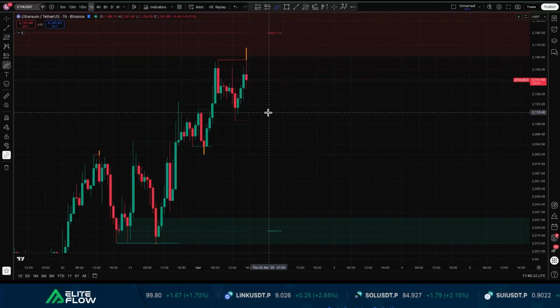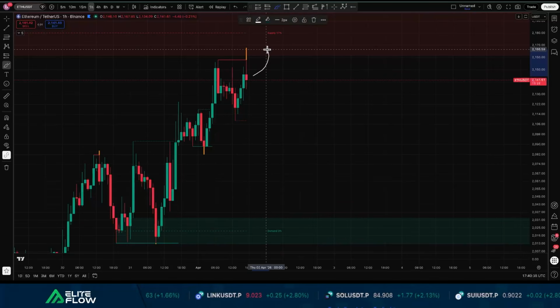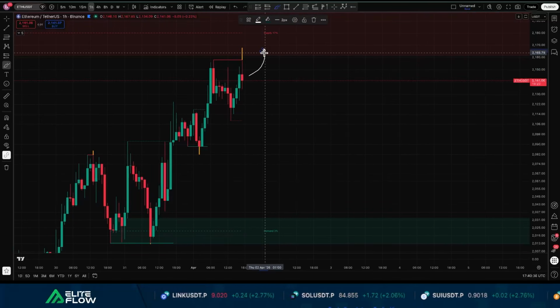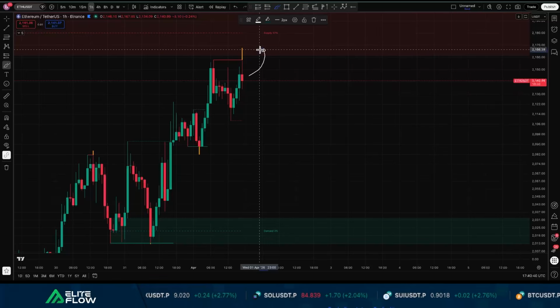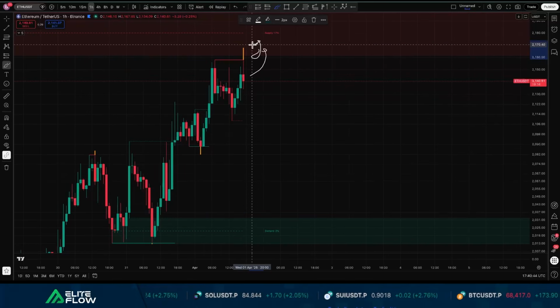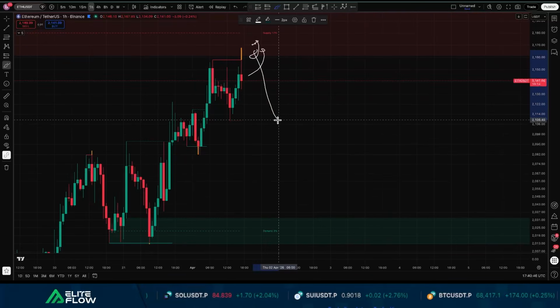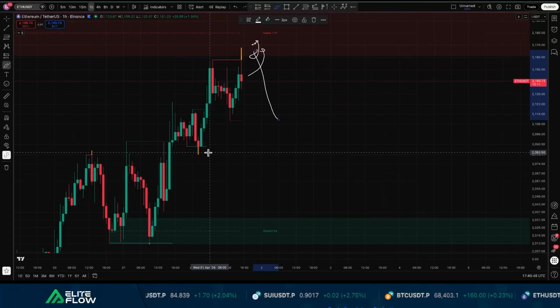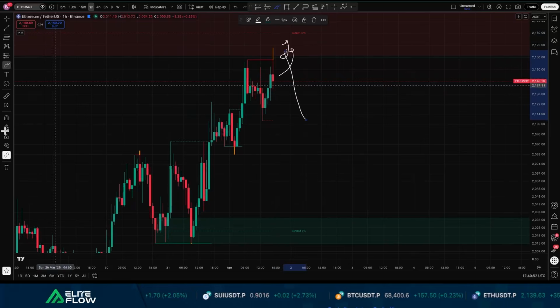Because if it grabs liquidity, there's no need for the price to go back up and then revisit. Once it's got liquidity, once it's been taken, there's no need to go back up and revisit shortly after. Once you've got it, you got it. That's it. You go down. Okay. So that's that as well.